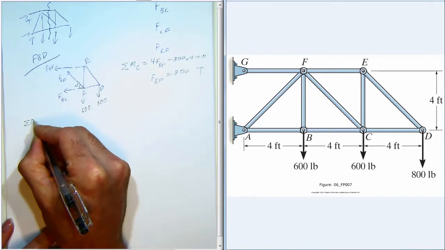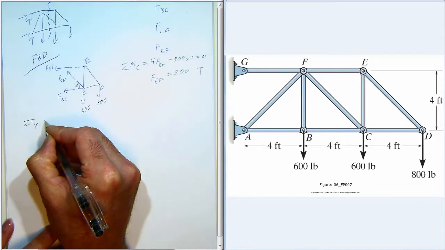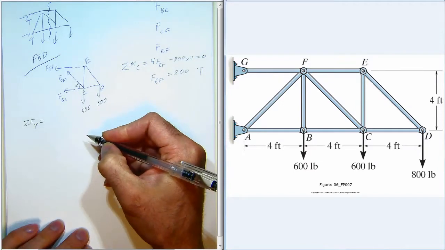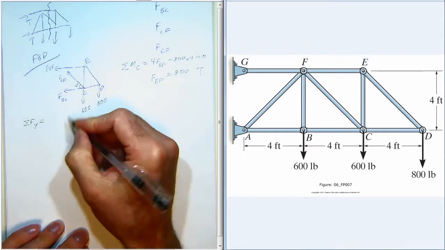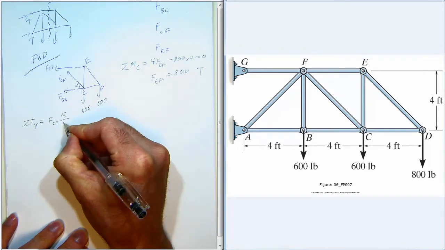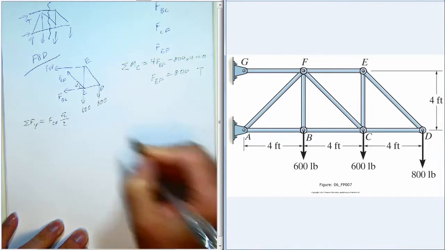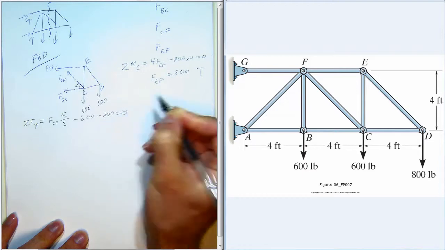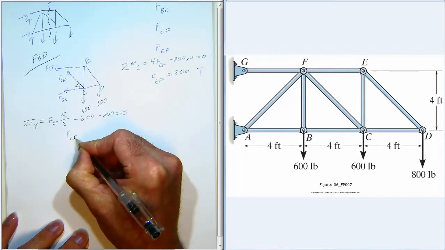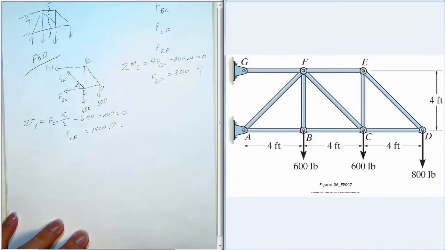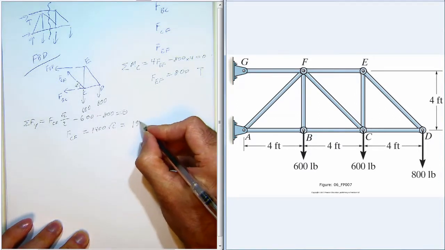Move on now to forces in the y direction. The only unknown in this equation will be FCF, and that is at a 45-degree angle. So the y component of FCF is square root of 2 over 2 times its magnitude. And all those forces add up to 0. So FCF is equal to 1400 square root of 2, which is 1979.9.